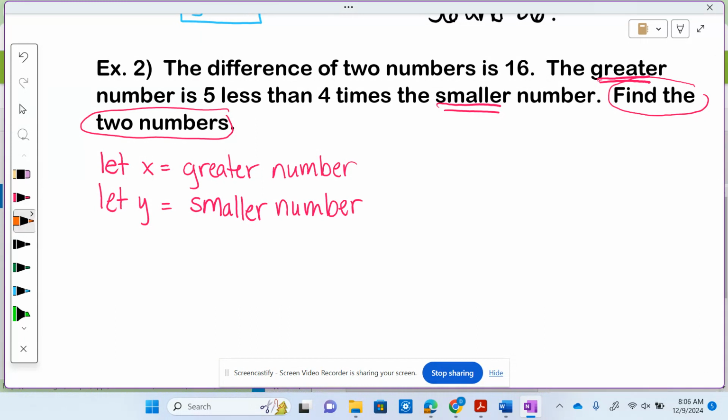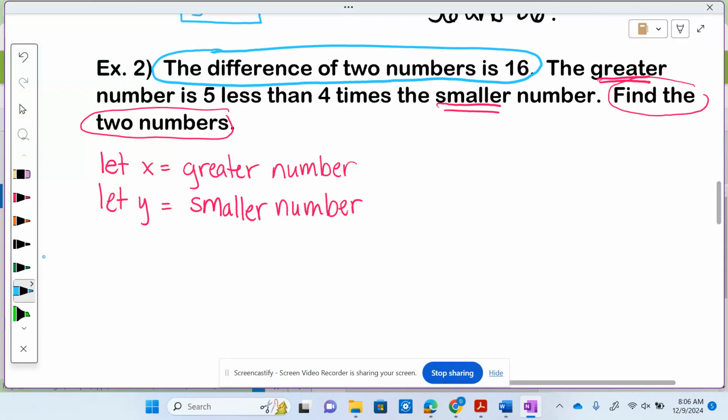So that first statement says the difference of two numbers is 16. What's that going to look like? Difference means what? It means subtract or minus. And is 16. That just means equals 16. So what are we going to write? Perfect. X minus y equals 16.